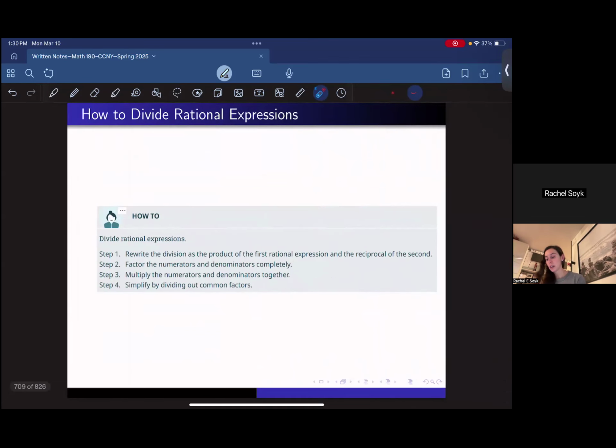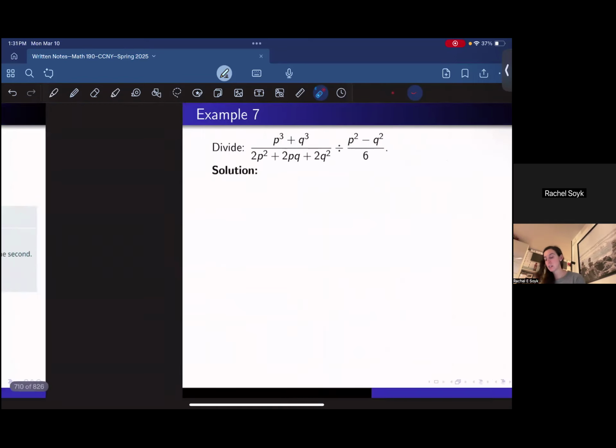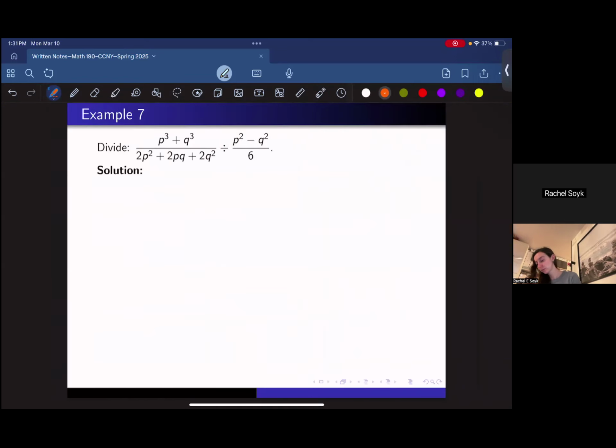These are the formalized steps when dividing rational expressions, but let's put it into practice utilizing this first example. So we're going to first put everything under one fraction from a multiplication perspective. We're keeping that first fraction exactly the same, and then we're turning it into multiplication and flipping that second fraction. So now 6 is in the numerator, and now our p squared minus q squared is in the denominator.